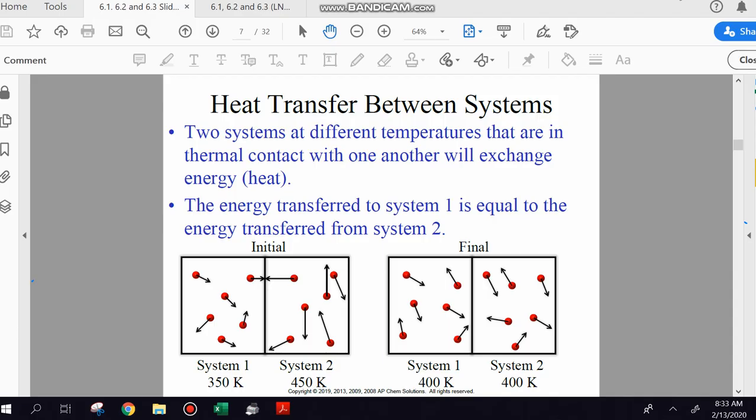All right, so you see here when these are in thermal contact with one another, they're going to exchange heat or have a transfer of heat. System 1 is transferring the heat to system 2 until they reach thermal equilibrium on this side, where the temperature is equal to each other. We also have the same kinetic energy in both of these systems.